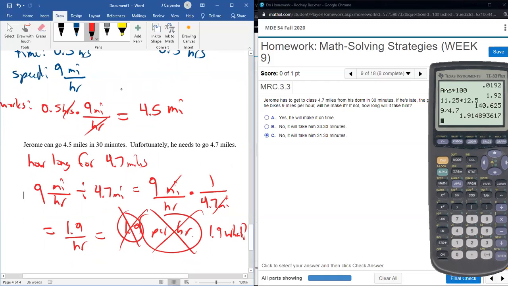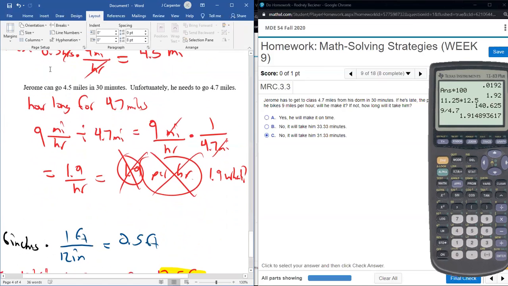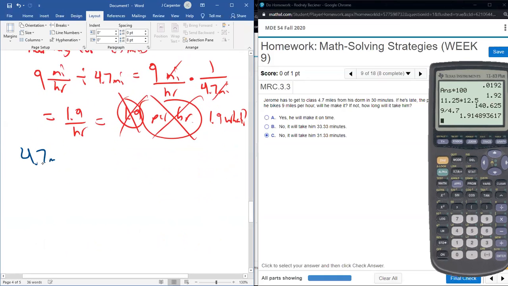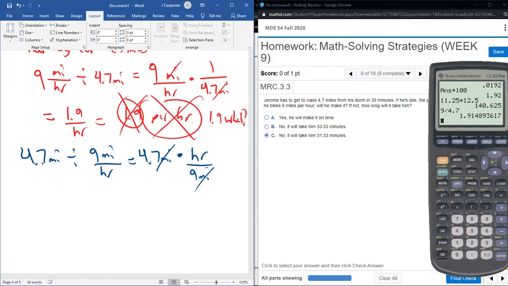But the thing about division is the order you divide matters. So let's try it the other way. Let's try doing the 4.7 miles divided by the 9 miles per hour, which is 4.7 miles times, and now just flip everything there so the hours go in the top and the 9 miles go in the bottom. See, your miles will still cancel each other out, but now your hour is in the top, exactly what makes sense to be a unit of time. And then 4.7 divided by 9 is about a half, 0.522222222, and that's hours. That makes sense.